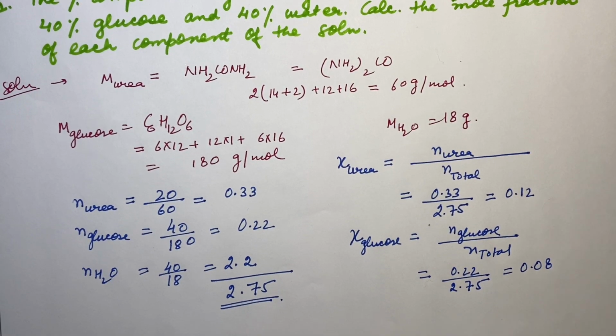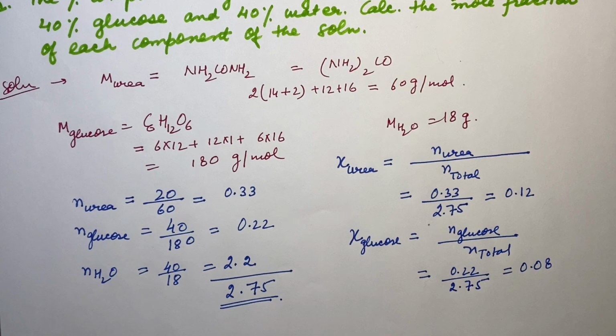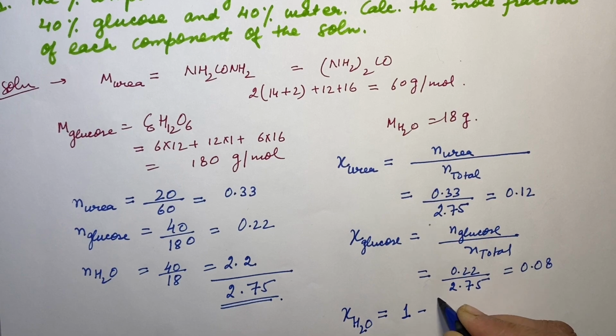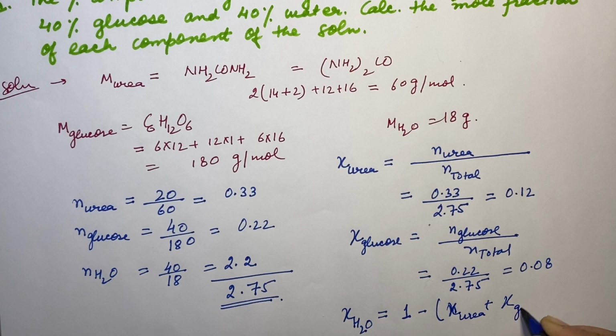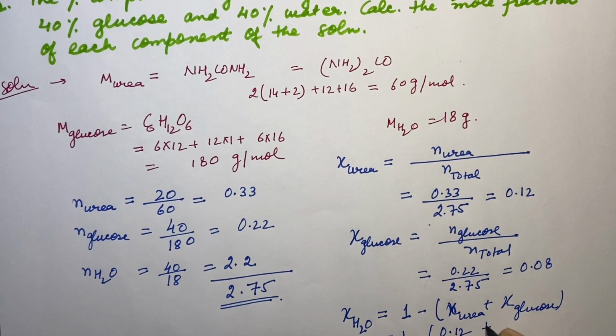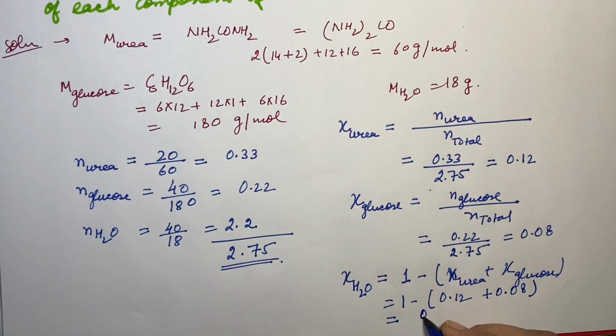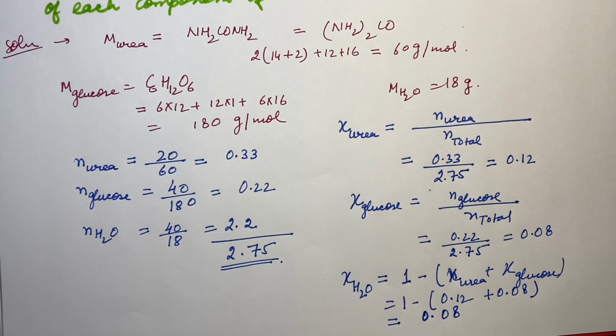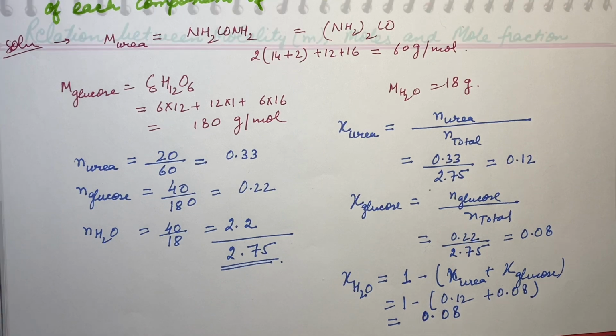Now since we know that the sum of all the mole fractions is equal to 1, we need not calculate it for water; it can simply be calculated by subtracting from 1. So the mole fraction for water is equal to 1 minus (the mole fraction of urea plus the mole fraction of glucose), which is 1 minus (0.12 plus 0.08). When you solve it, it comes out to be 0.08. So simply by this method we can calculate the mole fraction.